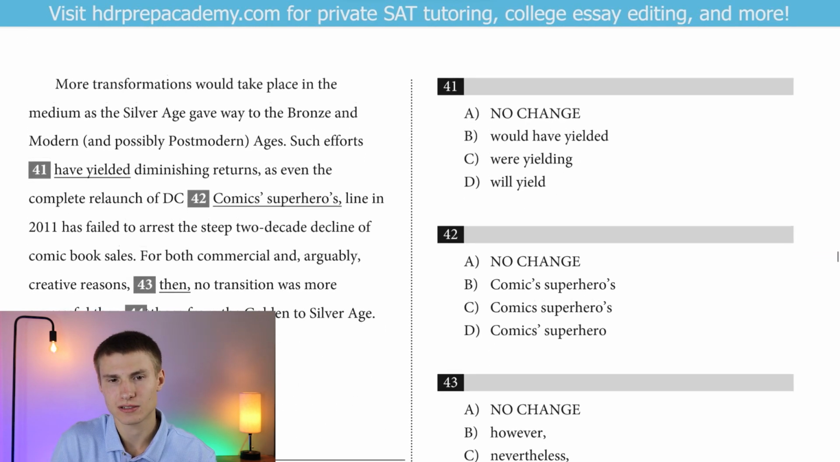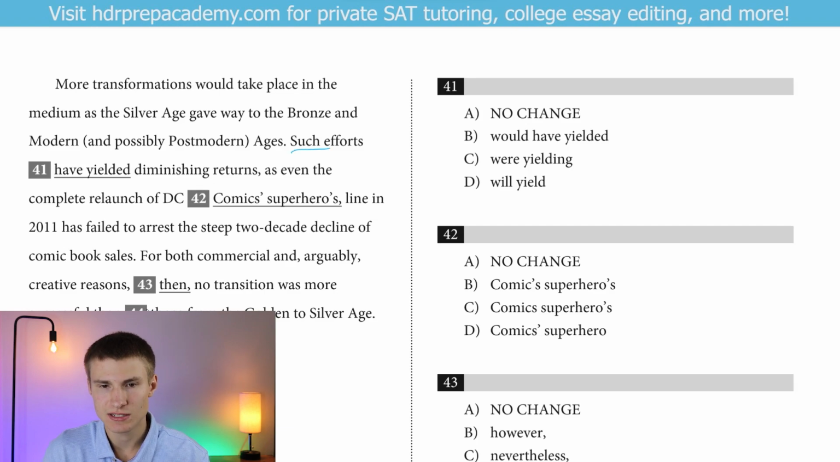More transformations would take place in the medium as the Silver Age gave way to the Bronze and modern and possibly postmodern ages. Such efforts have yielded diminishing returns as even the complete relaunch. Okay, so question number 41, what we're ultimately dealing with is tense here. What we have to recognize is these efforts yielding diminishing returns. This has both occurred in the past, right? Since obviously this transition occurred in the past, but this transition to the possibly postmodern age is still occurring. Okay, so we need something that indicates something happened in the past and is still occurring.